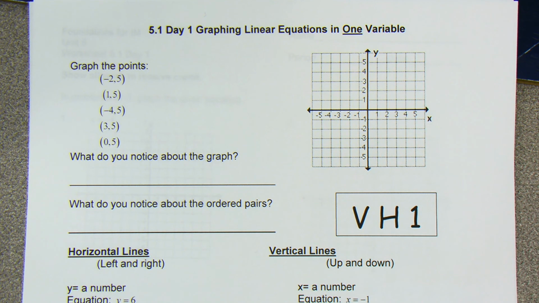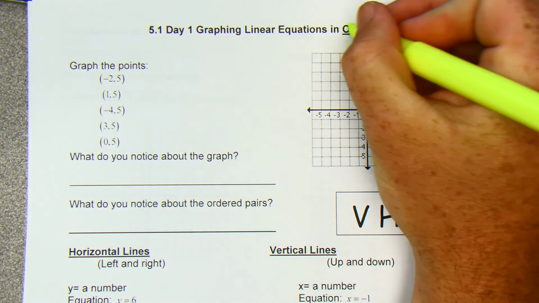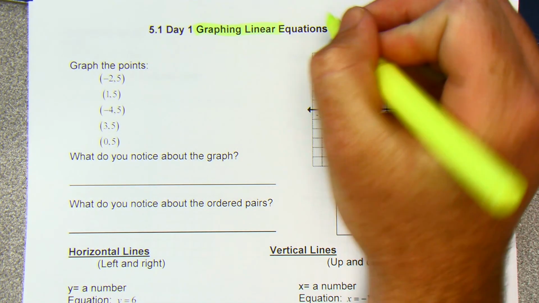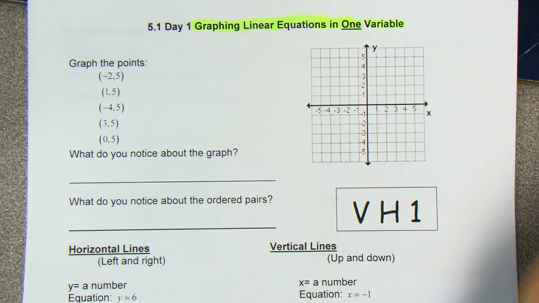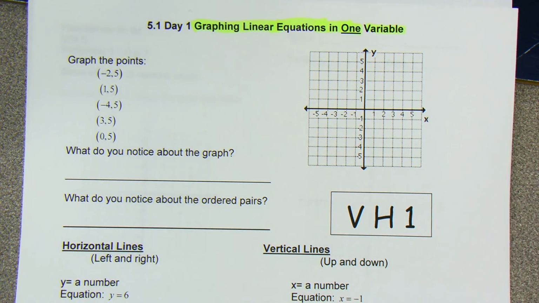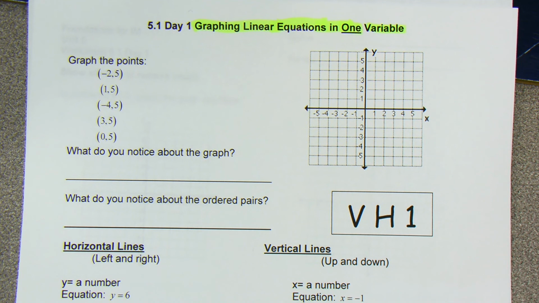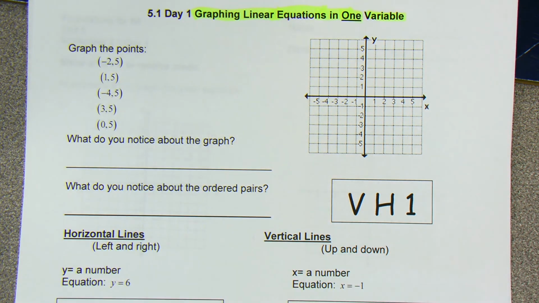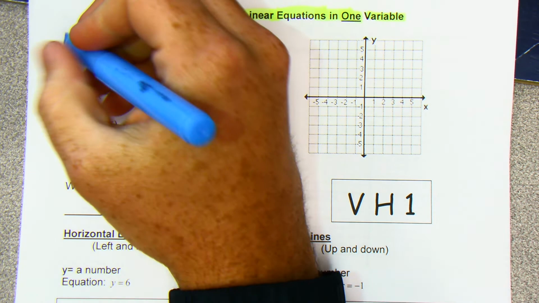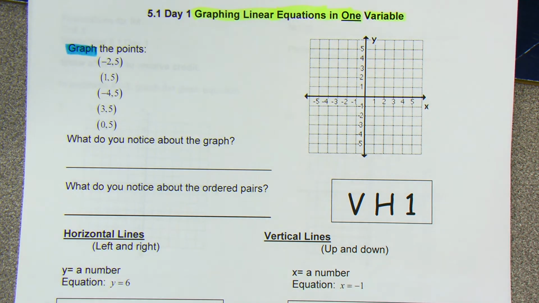Okay, so first we have 5.1 day one. We're graphing linear equations in one variable. I'm going to highlight graphing linear equations in one variable because that is the name of our lesson. Now what it wants us to do first is graph these points. So I'm going to highlight the word graph because that's what it's telling us to do. We always highlight what it's telling us to do.